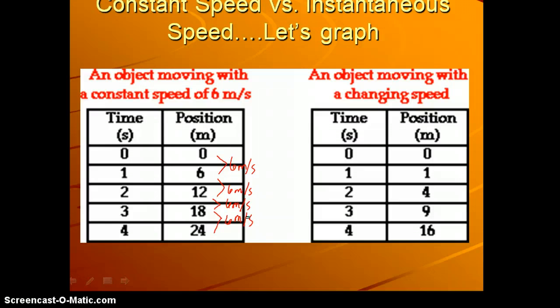In this one, we are changing our rate of speed. This one is 1 meter per second. This one changes by 3. This one changes by 5. And this one changes by 7 meters per second. So you can see in this one we have a varying change in speed or change in motion, and in this one it's maintaining a constant speed.